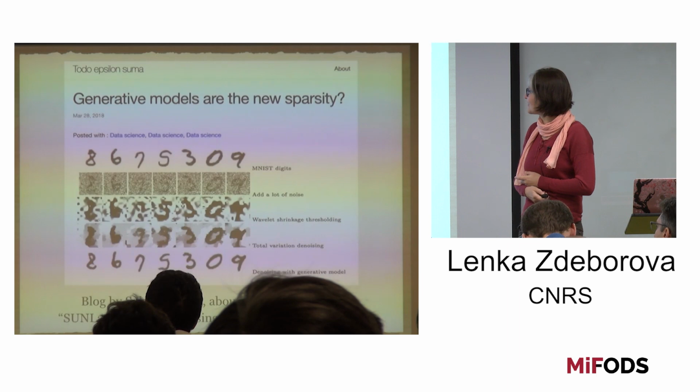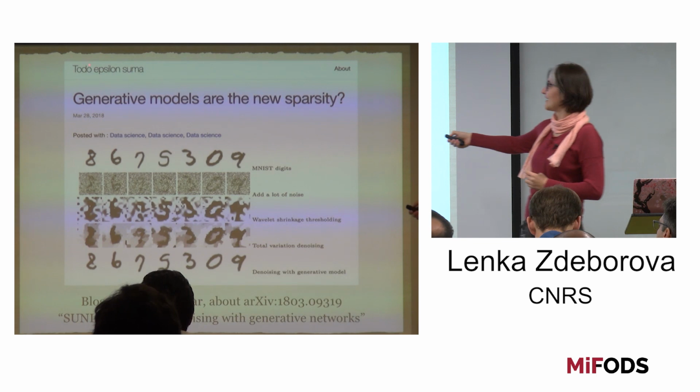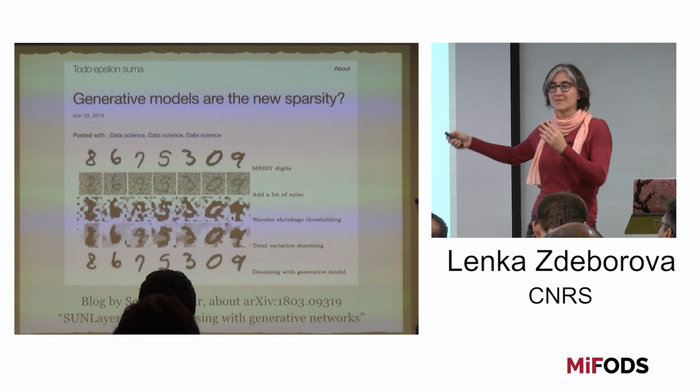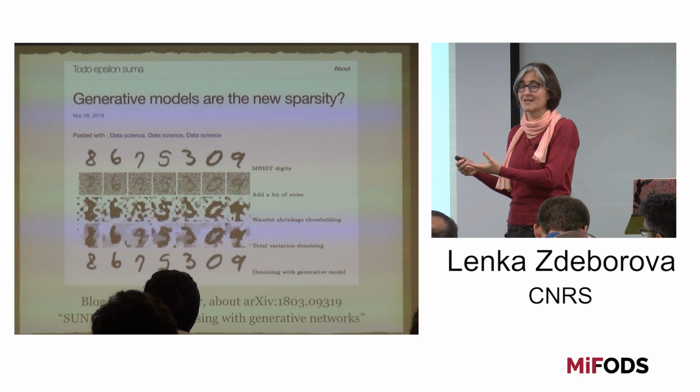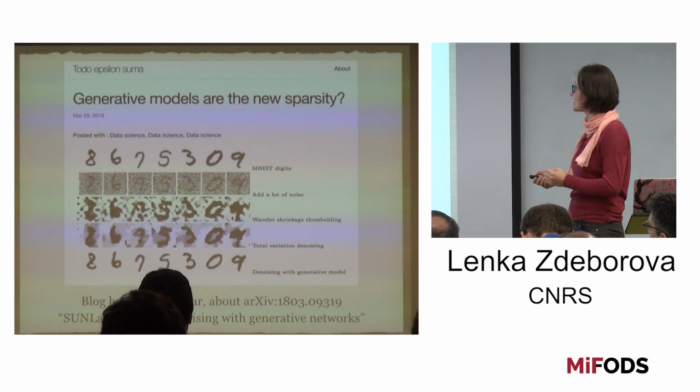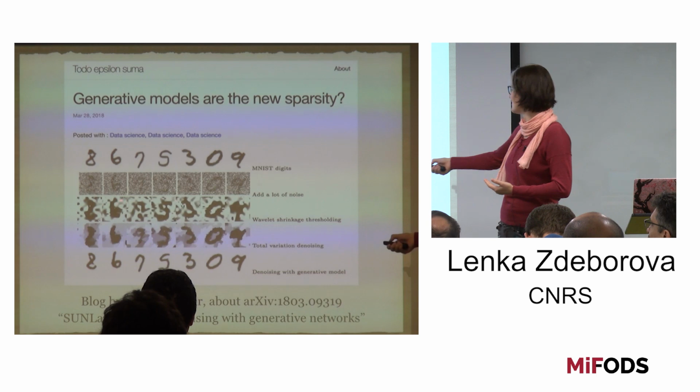So I just want to spend three slides on that. The way Soledad Villar put it, which I like very much, is that generative models are the new sparsity. A big part of signal processing is solving inverse problems by assuming that the underlying signal is sparse. This is a kind of dimensionality reduction that allows us to do compressed sensing or sparse PCA, et cetera.